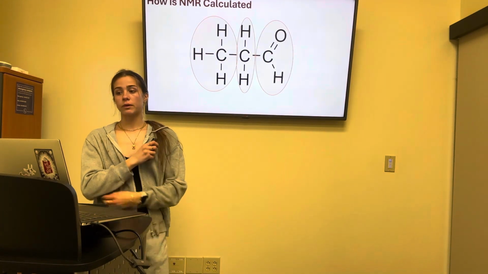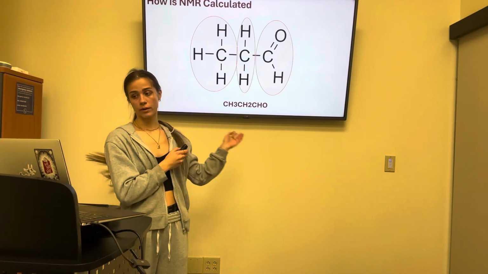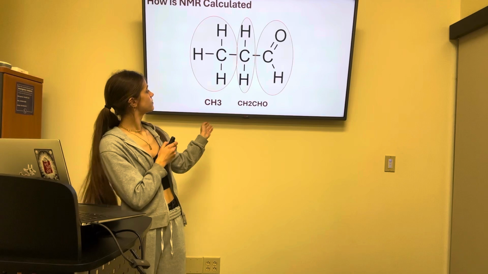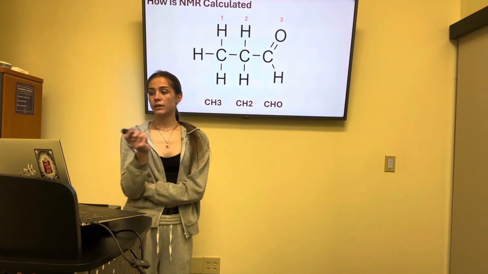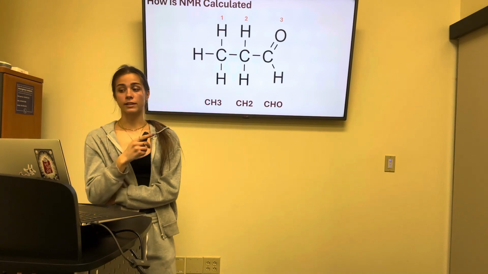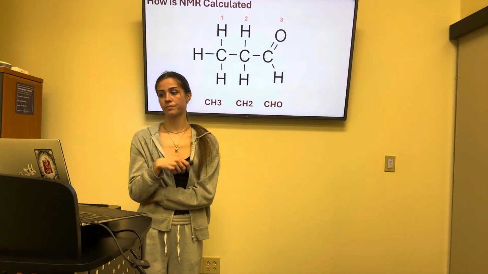These groups are distinguished by what they are paired to, and an easy way to look at it is by looking at the molecular formula. The molecular formula can be split up into groups like this. And then this way we're able to see that there are three different groups or peaks, and now we're able to count the number of H atoms in each of these groups to find the ratio of areas.